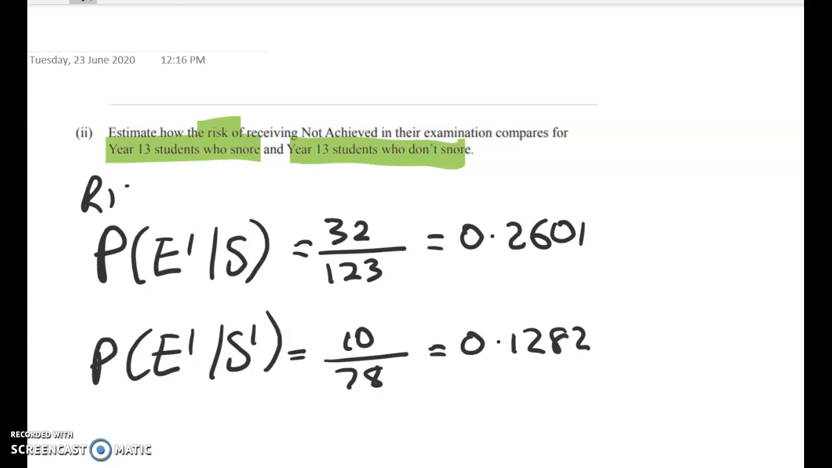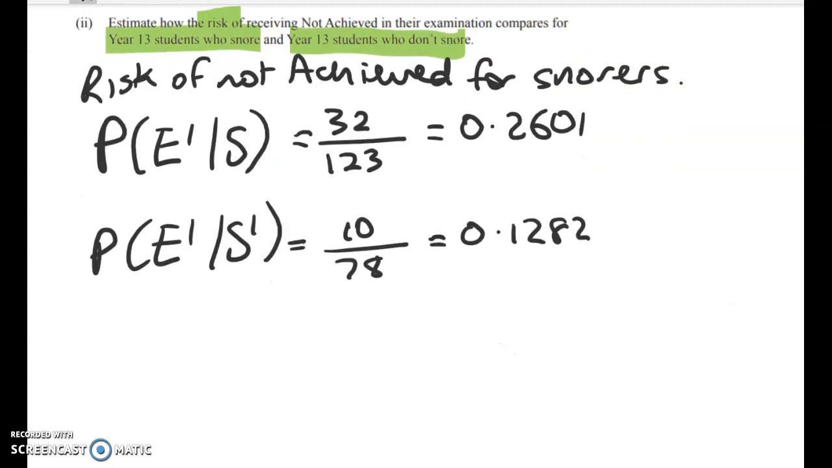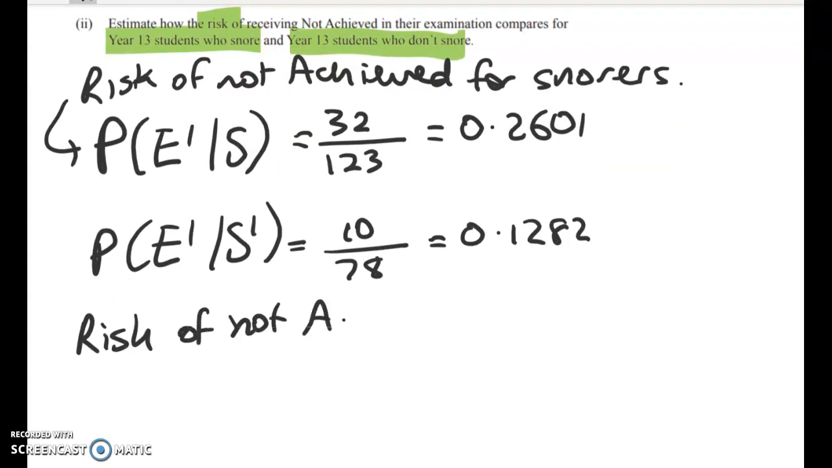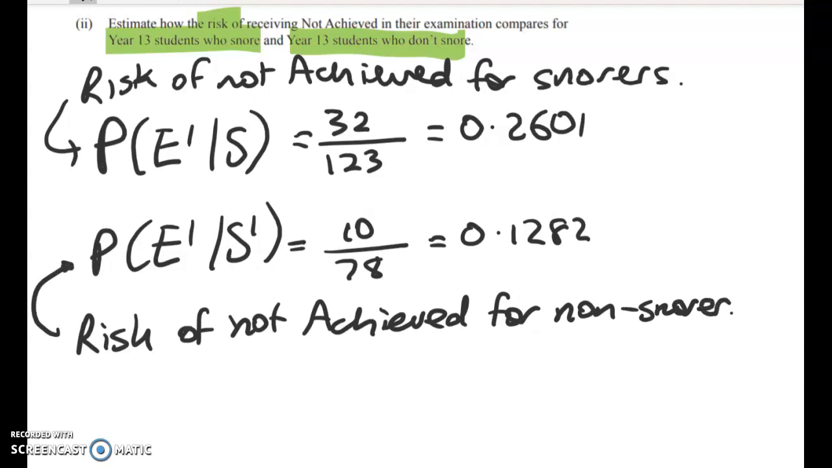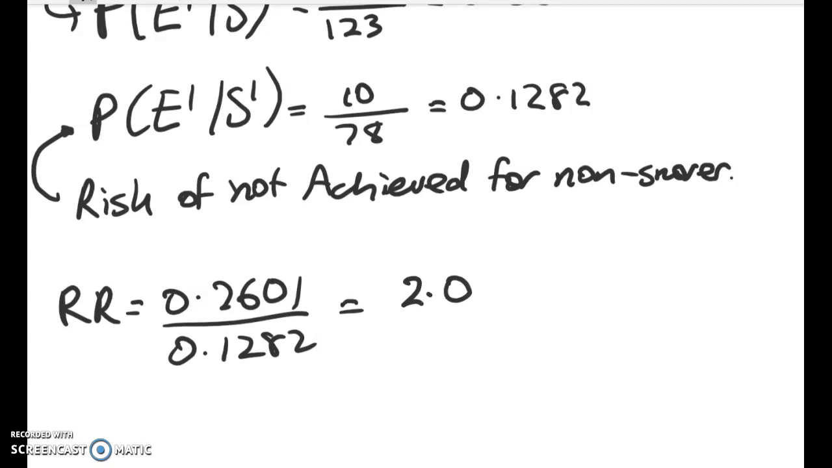So this is the risk of not achieved for snorers. And this is the risk of not achieving for non-snorers. So when we do a relative risk calculation, we take one of these and divide it by the other. Now, I usually do it by taking the top number, the big number, divided by the little one. So in here, we get 0.2601 over 0.1282. That works out to 2.029, or about 2.03.